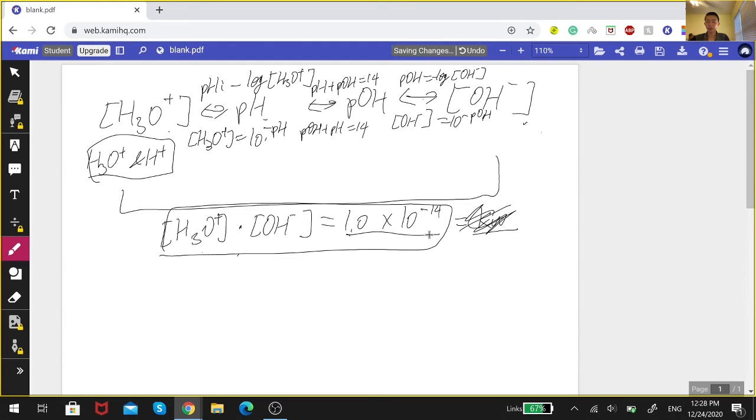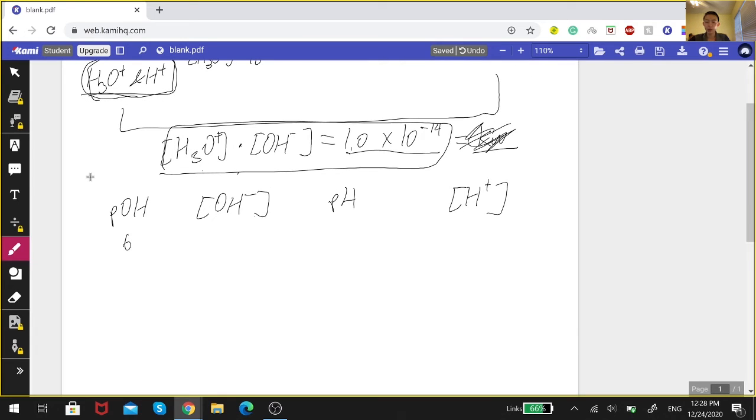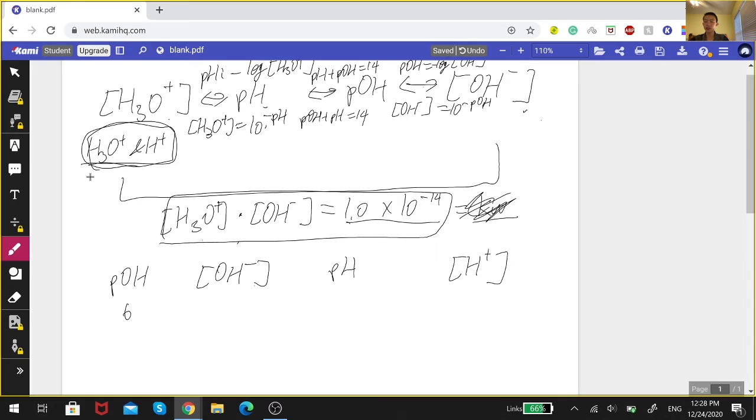Now let's do an example. First, let's start off with an easy one. We have a pOH of 6. What is the OH concentration? What is the pH? And what is the H plus concentration? Again, H plus and H3O plus can be used interchangeably. So right now we know the pOH is 6. Let's do the easy step. 6 plus something has to equal 14. That means the pH has to be equal to 8.